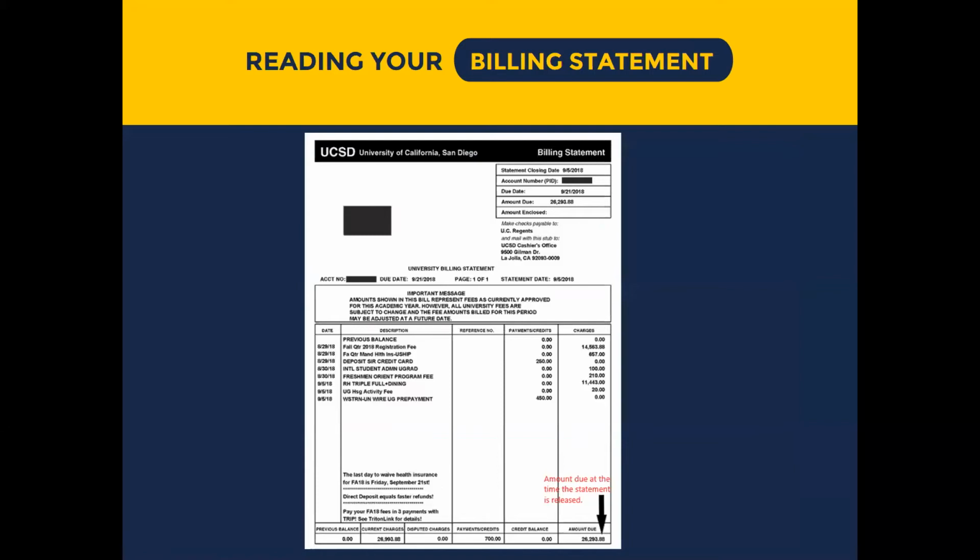The top portion has the statement date, your PID, the due date, and the amount that's due. The bottom includes a breakdown of all the charges and payments that have been assessed to your account since the release of the prior month's billing statement.